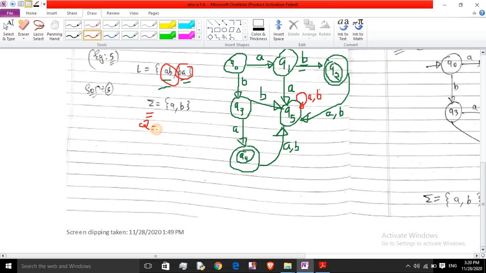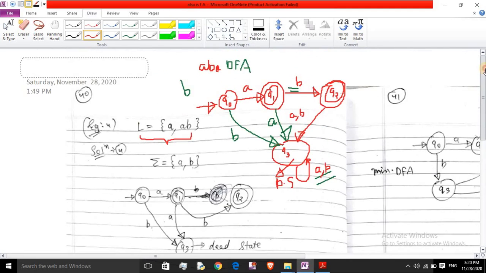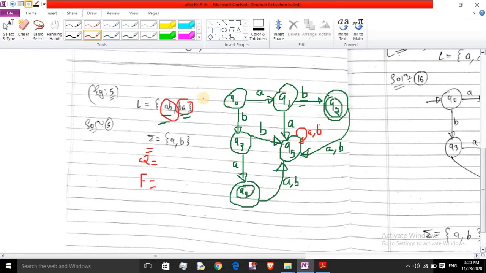Total how many states do we have here? Total 6 states: Q0, Q1, Q2, Q3, Q4, Q5. And how many final states do we have here? We have only one final state in this case, while in our previous case we have two final states here. In this example we have only one final state.